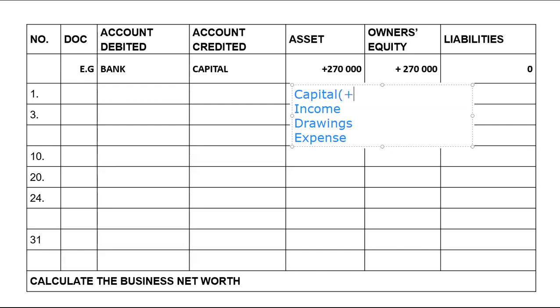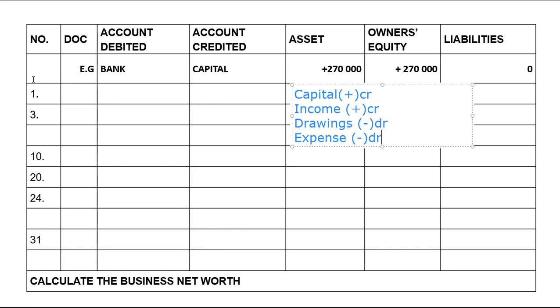Capital increases owner's equity on the credit side. Income increases owner's equity on the credit side. Drawings reduces owner's equity on the debit side. Lastly, expenses also reduce owner's equity on the debit side. That's all you need to remember about owner's equity. It's only affected by those four.